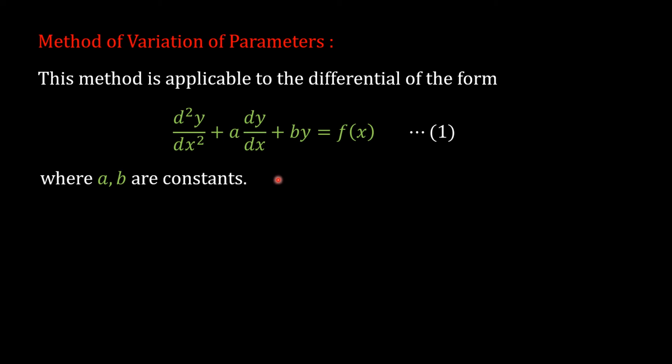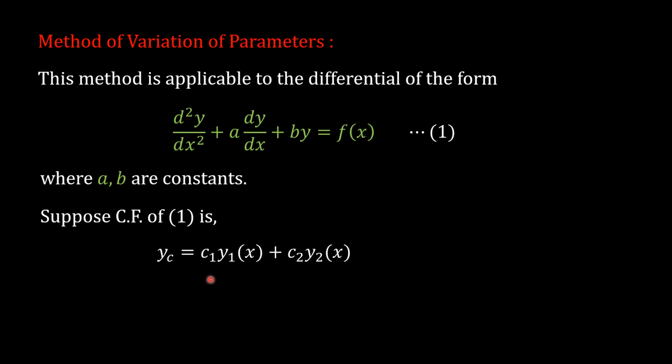As it is a differential equation of order 2, we will consider its complementary function as yc is equal to c1 y1(x) plus c2 y2(x), because we know that the number of arbitrary constants is equal to the order of the differential equation. Hence, in yc we will be getting two arbitrary constants, and we have considered y1(x) and y2(x) as two functions in x. In this method, using this yc only, we are going to evaluate the particular integral to this differential equation.